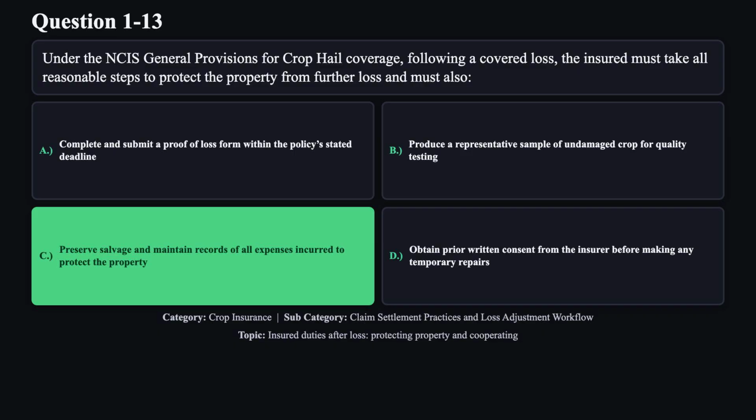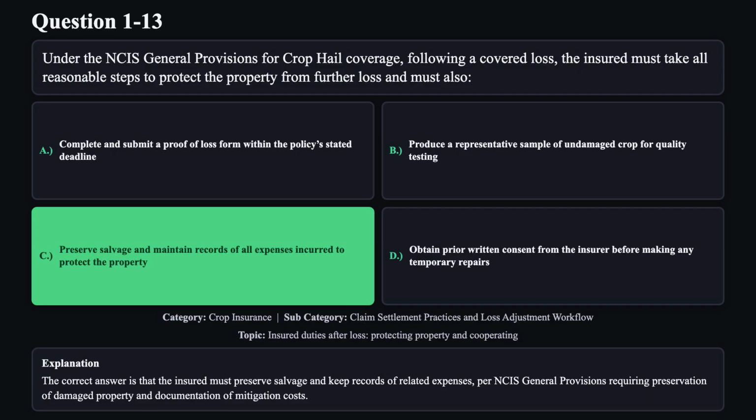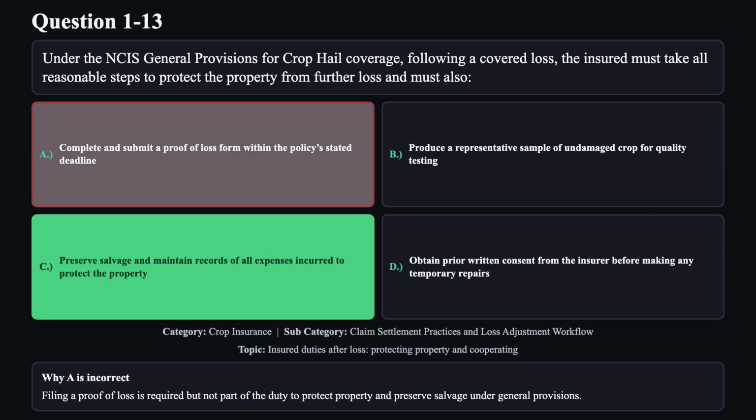The correct answer is C. The correct answer is that the insured must preserve salvage and keep records of related expenses, per NCIS general provisions, requiring preservation of damaged property and documentation of mitigation costs. Reason A is not correct.